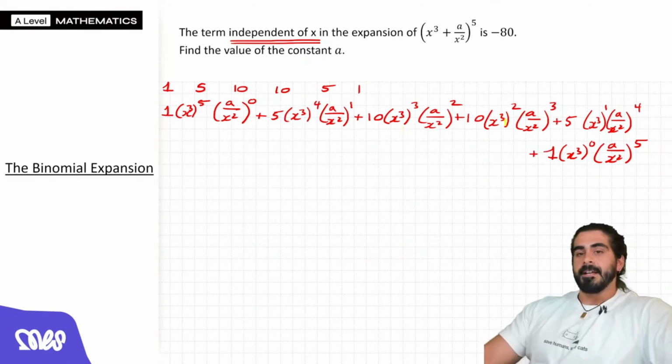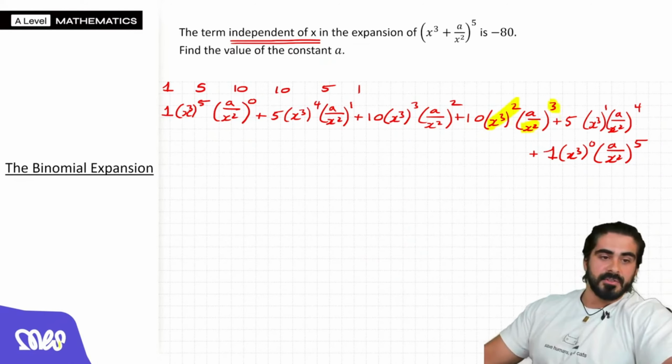Next one, look. X cubed all squared. What do we do here? We multiply the powers. X to the power of 3 squared, that's x to the power of 6. In the bottom, you have x squared cubed. That gives you x to the power of 6. Here now, we have the cancellations. This is where things start to cancel.